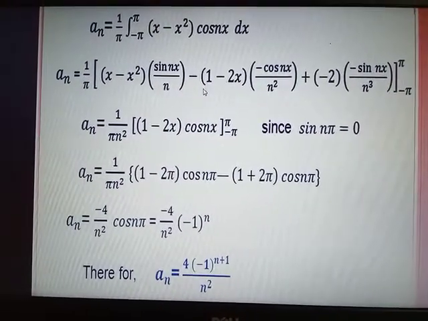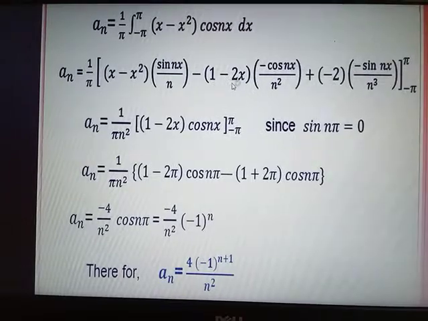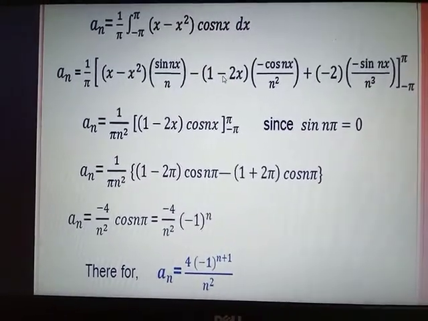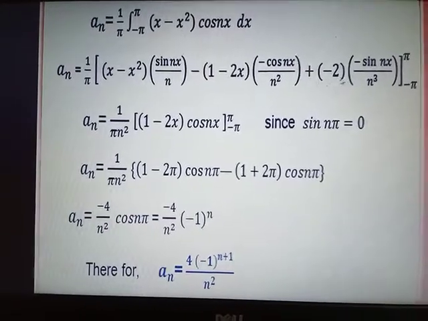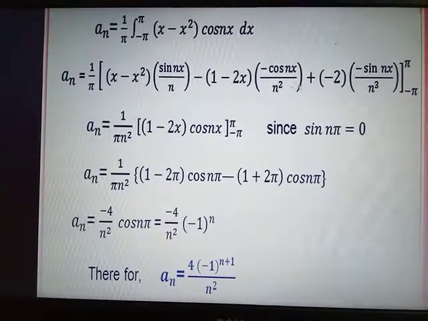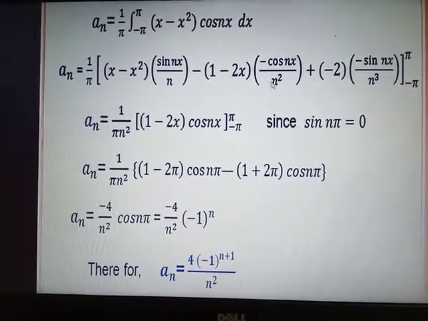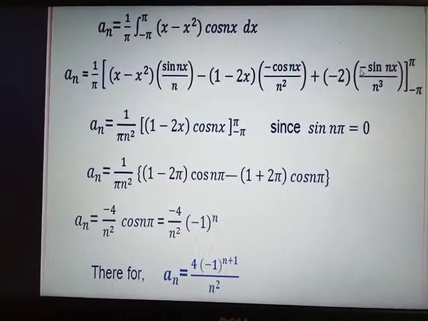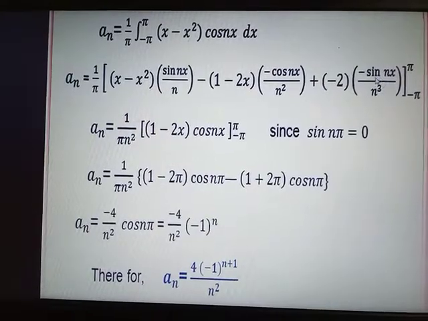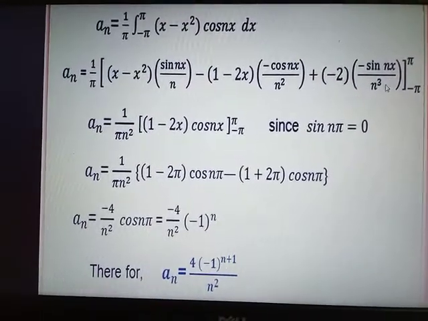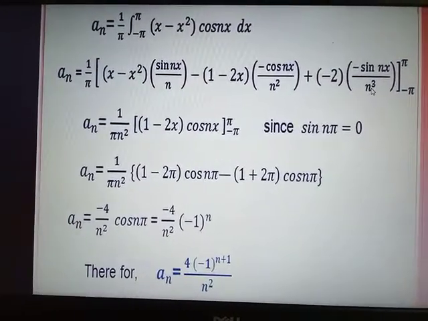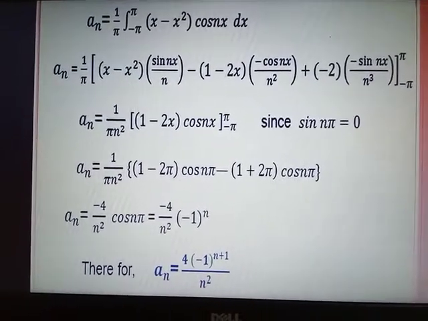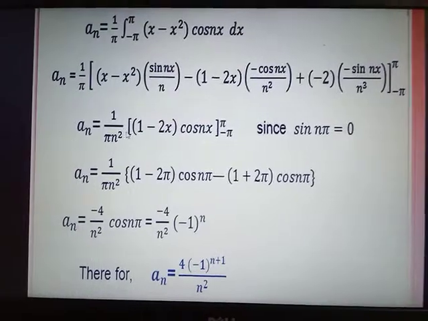We know that differentiation of 1 is 0 and differentiation of this 2x is 2. Here we have negative sign, therefore it is plus minus 2 into, again keep 1 by n square as it is and integrate this cos nx, we get minus sin nx divided by n square into n, means it is n cube, limits from minus pi to pi. Next we have to apply the limits.